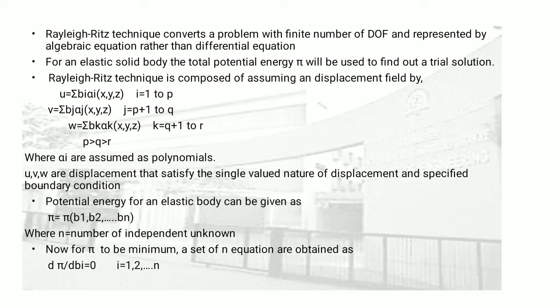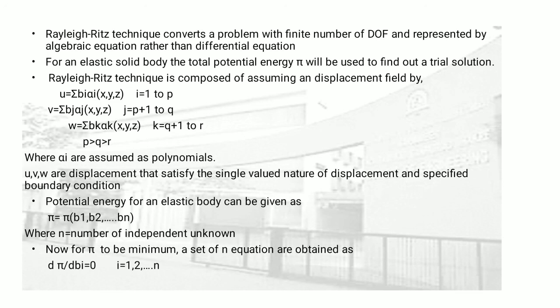The Ritz technique is composed of assuming a displacement field: u is equal to the summation of b_i alpha_i(x, y, z), where x y z is the coordinate system and i is equal to 1 to p; v is equal to the summation of b_j alpha_j(x, y, z), where j is equal to p plus 1 to q; w is equal to the summation of b_k alpha_k(x, y, z), where k is equal to q plus 1 to r, with p less than q less than r, where the alpha are assumed polynomials. u, v, w are the displacements that satisfy the single-valued nature of displacement and the specified boundary conditions.